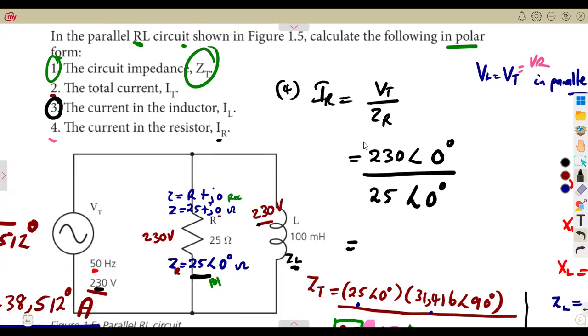So it is simply a matter of dividing, just like what we had before. The numbers divided on their own will give us 9,2. The angles, you subtract 0 minus 0, that's what? That's 0. So we're going to have 9,2. That's the current across the resistor.